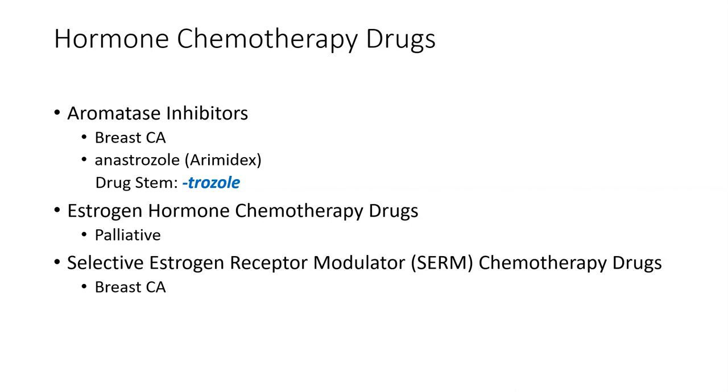I've talked previously about SERMs in treating osteoporosis. That's when we want to activate the estrogen receptor. These are going to block the estrogen receptor. And drugs in this group include drugs like toremifene, which is Fareston. Tamoxifen is another drug in this group. They end in ifene.